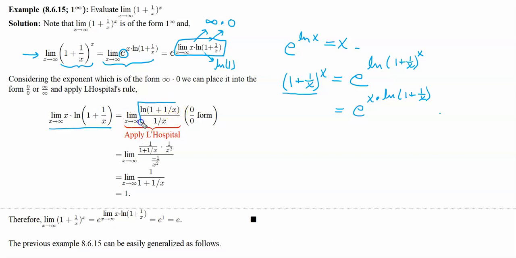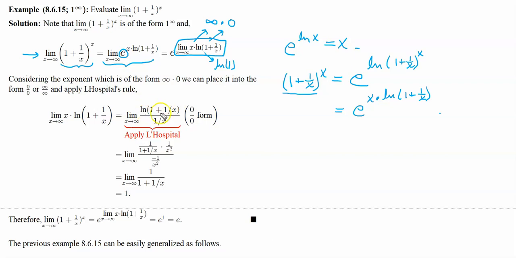Notice that this is the same as what we have right over here. If we just flip that 1 over x back up into the numerator, we would recover this. Now we see that this is of the form 0 over 0, right? As x is approaching infinity, the natural log of 1 plus 1 over x is approaching the natural log of 1, which is 0. And as x approaches infinity, 1 over x is approaching 0 as well. So we are of the form 0 over 0, so we can apply L'Hopital's rule.